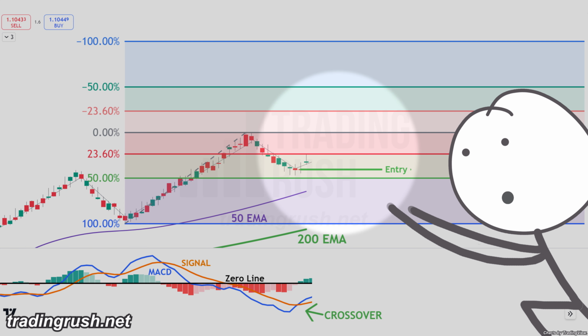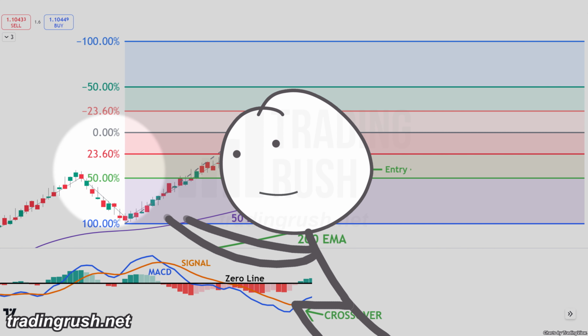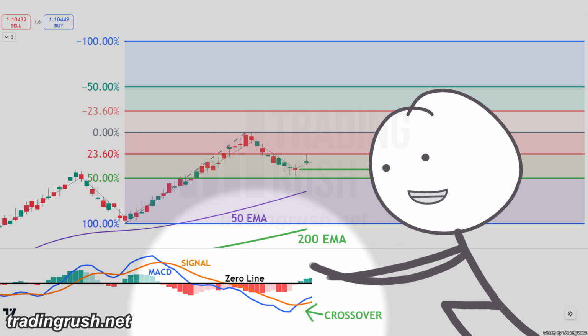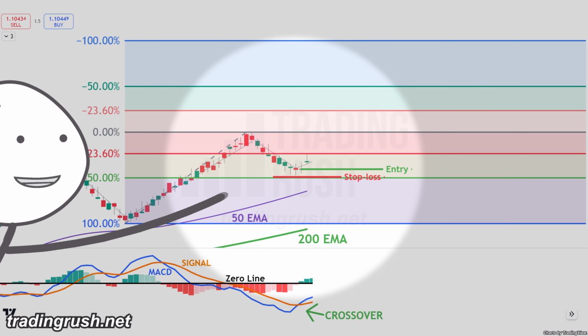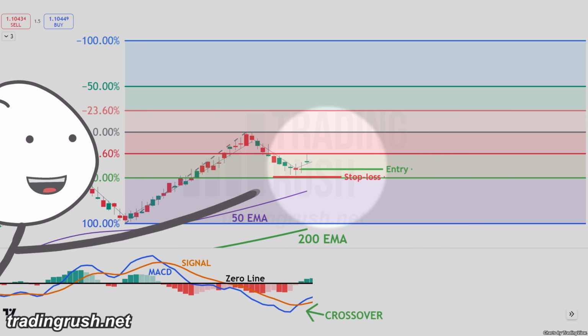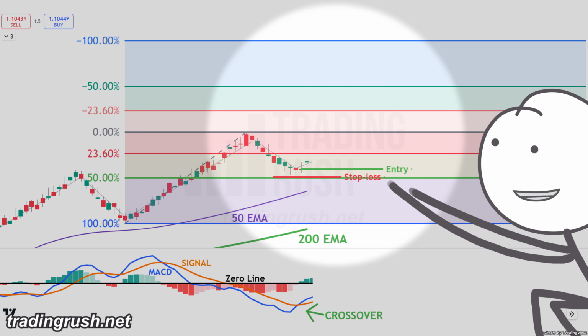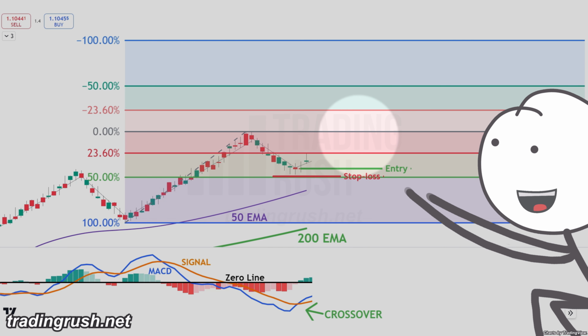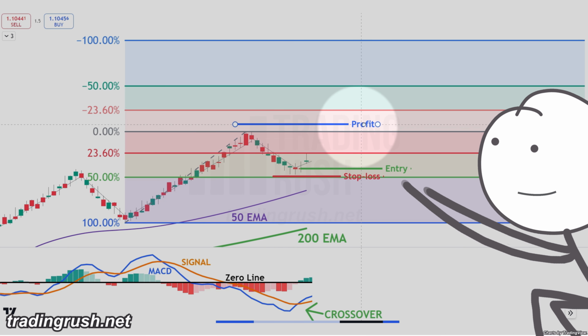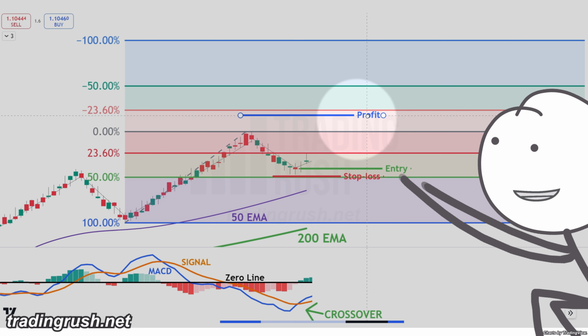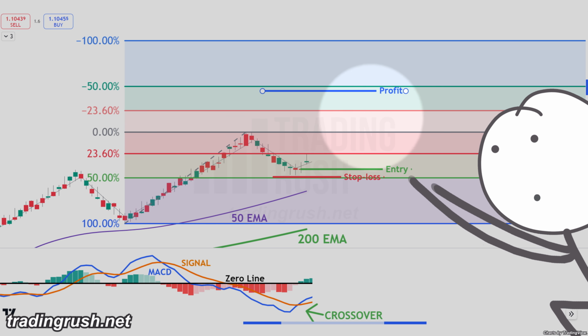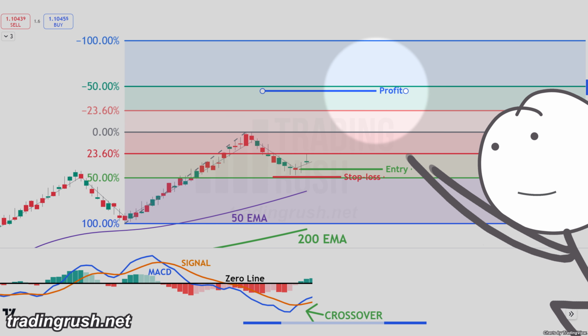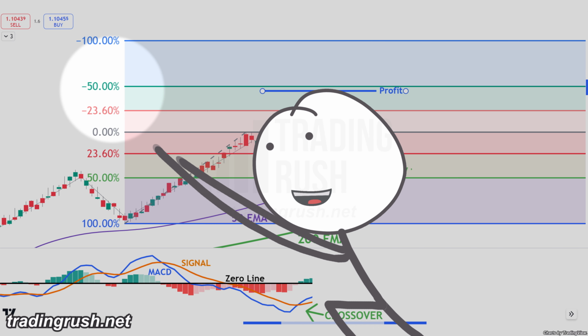Step 4. I would buy below the 23.6% or 50% Fibonacci levels when the MACD or other data-backed strategy gave an entry. Step 5. I would set the stop loss below the pullback. Step 6. This is where things change. Instead of setting the profit target below the 0% Fibonacci level, I would set it below the negative 23.6% level if the trend was strong. If the trend was too strong, I would set the profit target below the negative 50% level.